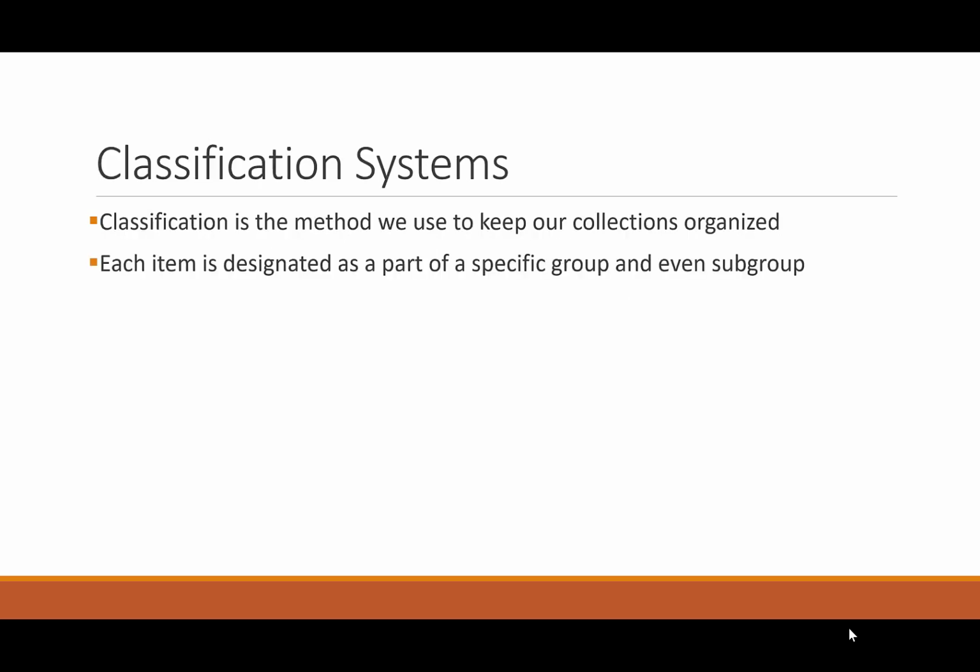So let's get started. If you remember from Chapter 2 of the Upson book, libraries arrange information in logical ways so that it is easy for you to access the sources you need for your research. To do this, libraries use classification systems. Classification is the method we use to keep our collections organized. Each item is designated as part of a specific subject group and even a subgroup.